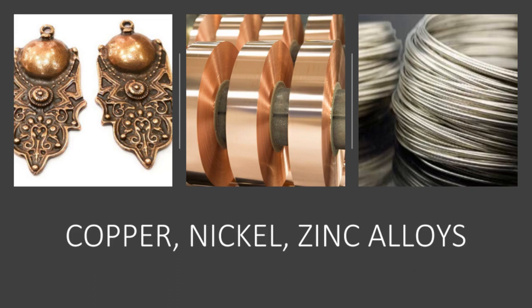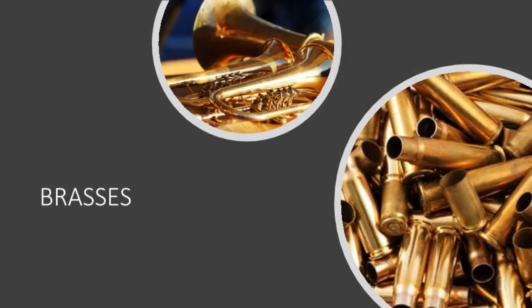Brasses are alloys of copper and zinc. They make up the largest group of copper alloys in general use. Brasses are broken down into two useful types. Alpha brass with a zinc content from 0% to 36% is a ductile metal which makes it ideal for drawing into wire or rolling into sheets. This type of brass is used for cartridge cases.